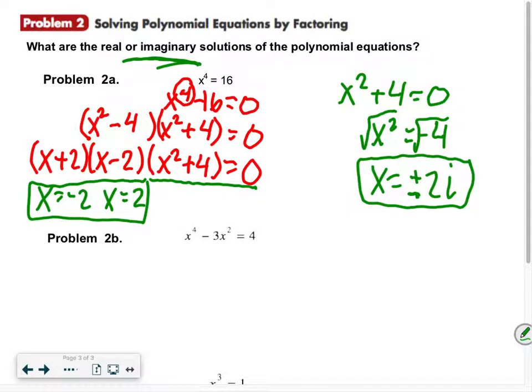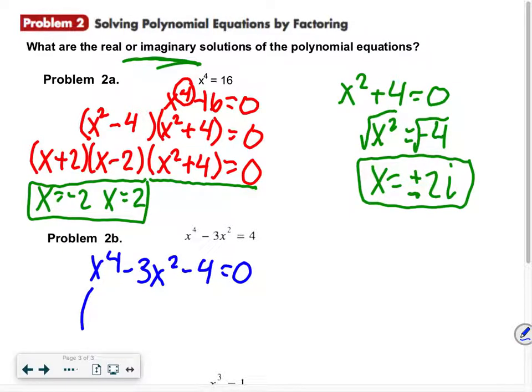We do. Yes. We can just leave it as plus or minus 2i. Questions? No. Okay, step 1, tell me again. Get it on the same side. So we have x to the 4th minus 3x squared minus 4 equals 0.